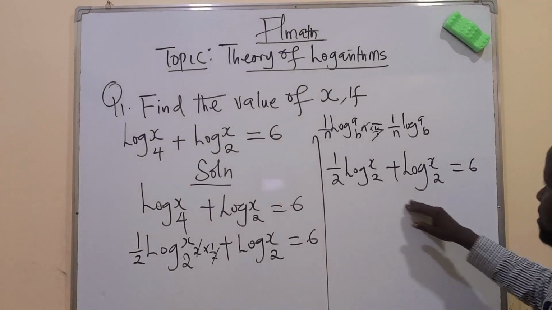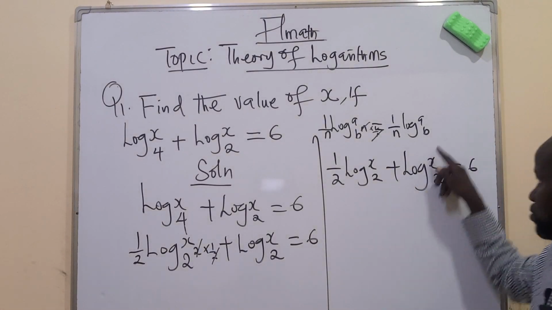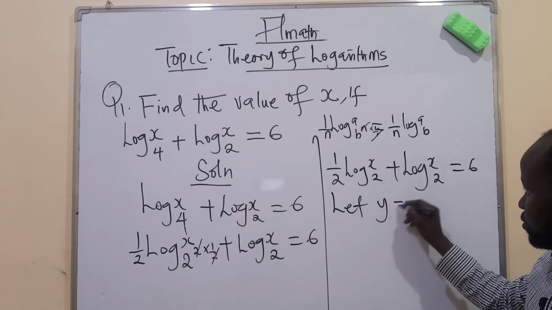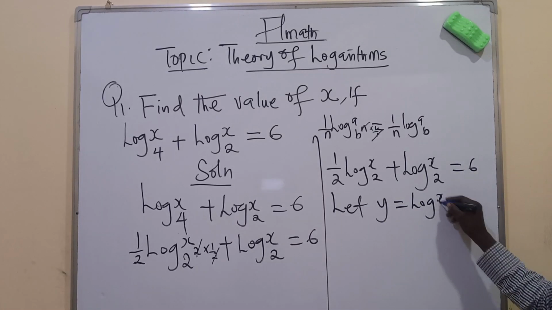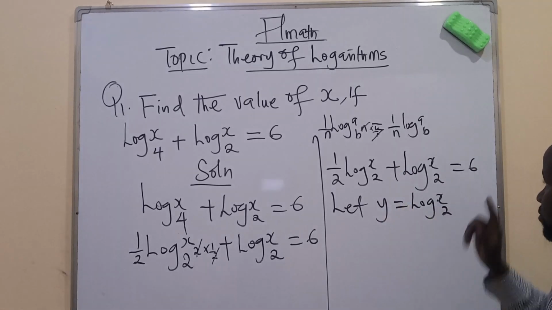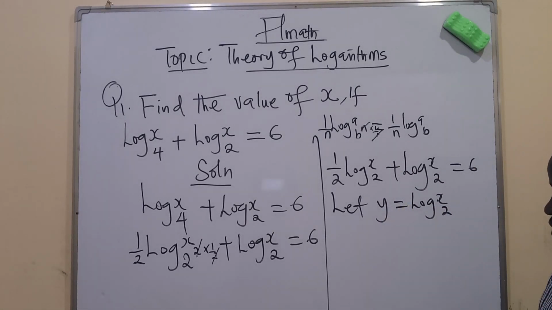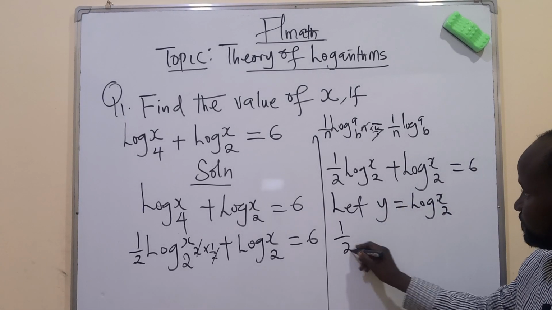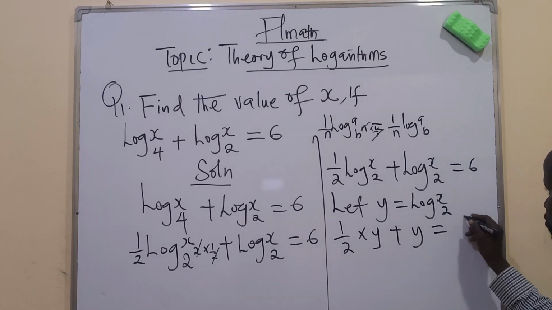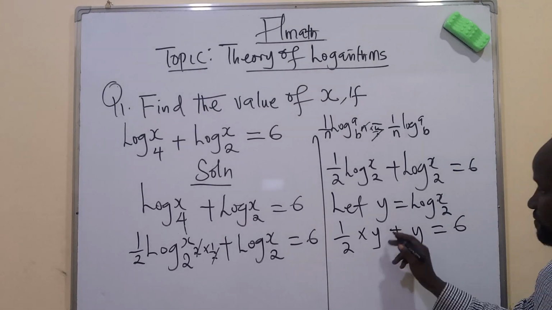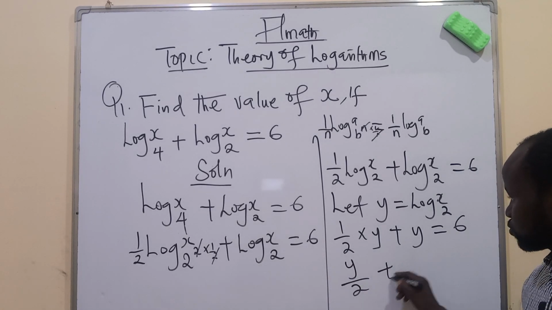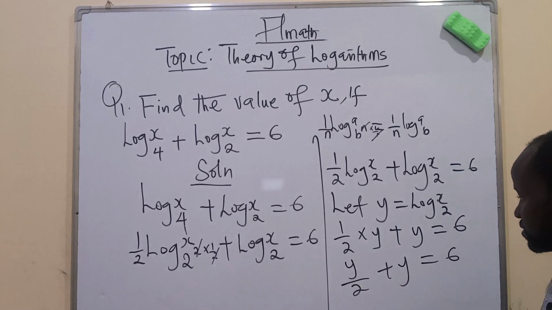Okay, so from here, we have log x to base 2. I can say let y be equals to log x to base 2. What does that mean? Anywhere I see log x to base 2, I'll replace it with y. So this will be half times y plus y will be equals to 6. Half times y will be y divided by 2 plus y will be equals to 6.